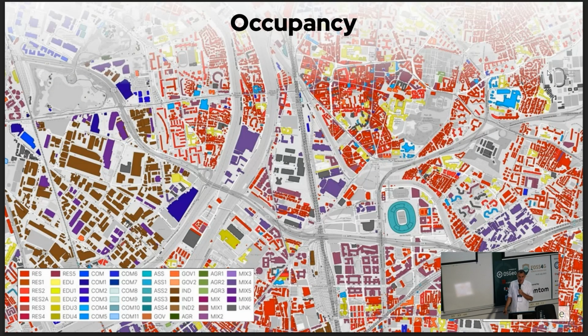Here's a detail of different occupancy types. In Saint-Denis, north of Paris, you can see in red all the residential types. We even distinguish a couple of different residential types here. Then educational buildings, universities, schools, etc. In blue, the commercial ones. In purple, all the sort of mixed occupancy types, etc. You don't see so much agricultural one, but there's a strong industrial complex over there.